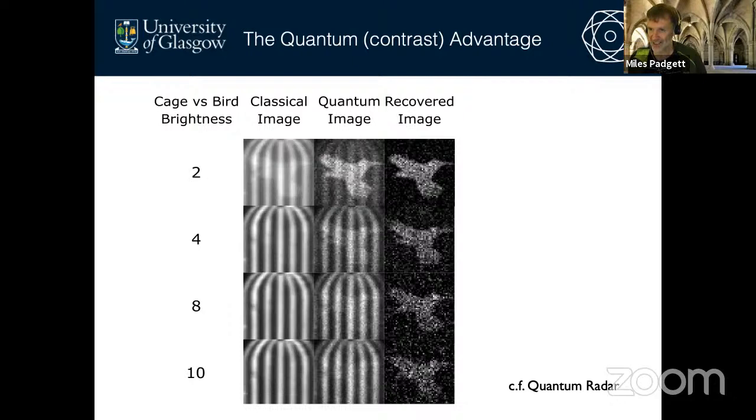All of these things are statistical. So the more photon pairs I allow onto the camera, the more likely that I'm going to confuse which pair is which.